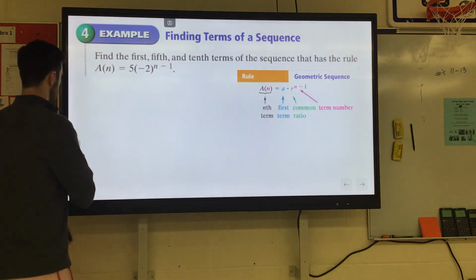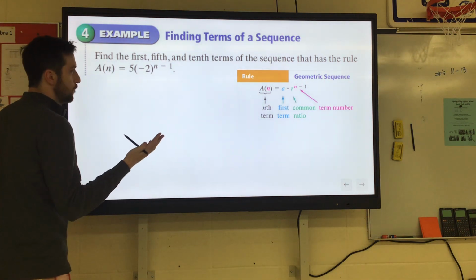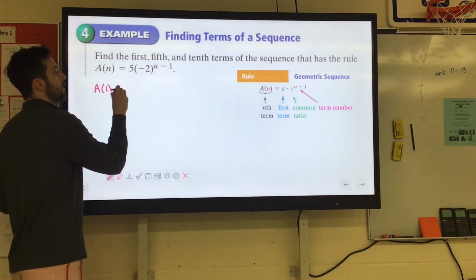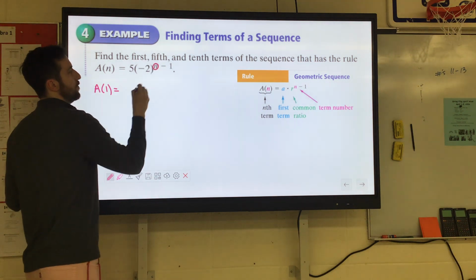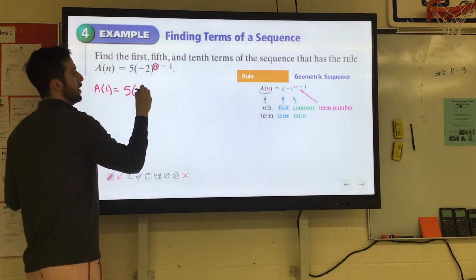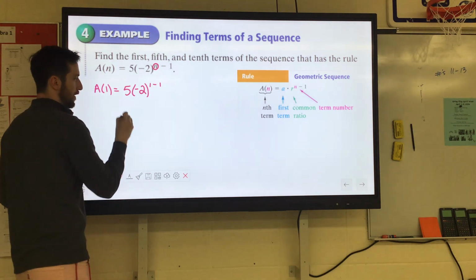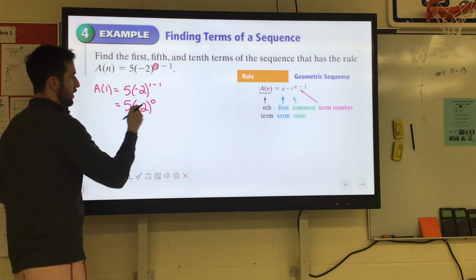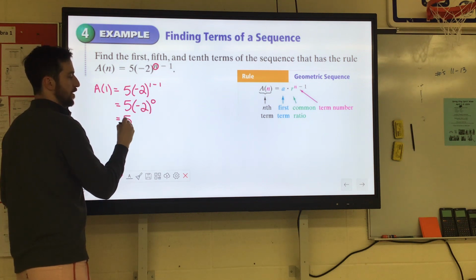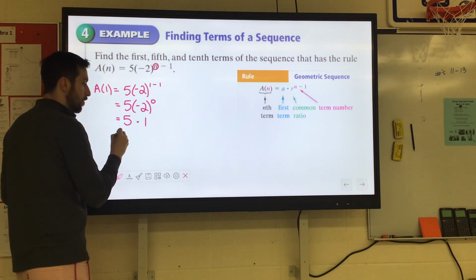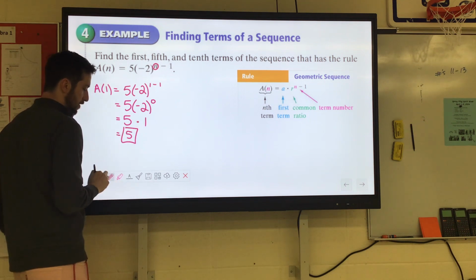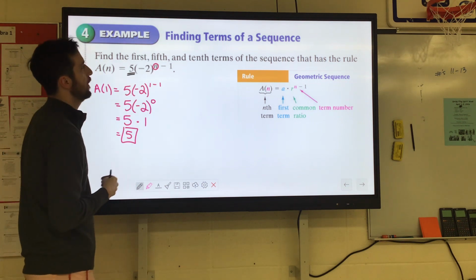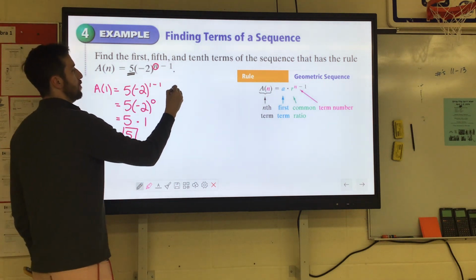So when we're looking for the first term, we're solving a function here, man. For the first term, we're going to say a of 1 equals, and we're substituting these numbers in for n. So 5 times negative 2 to the 1 minus 1 power. Now, if you just simplify the exponents, 1 minus 1 is 0. Anything to the 0 power is 1, so this just becomes 5 times 1, which is 5. So our first term in that sequence would be 5, which makes sense, because the number out in front is always your first term.